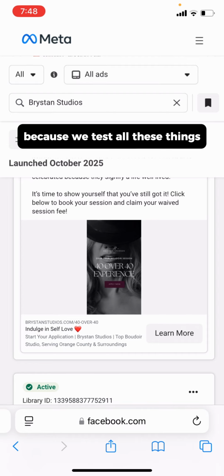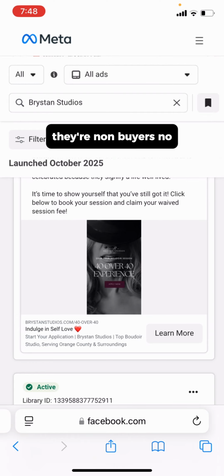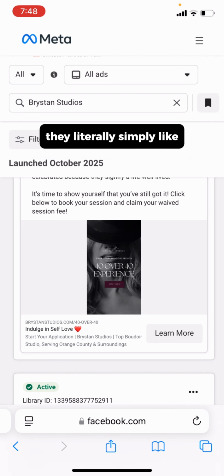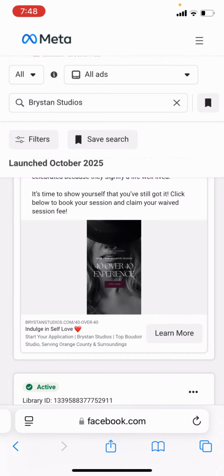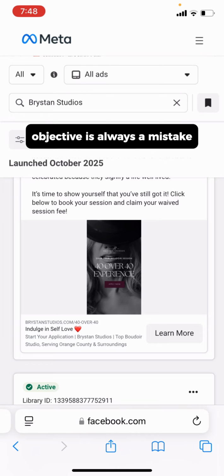Because we test all these things to fix all these variables after people are on our list, but these people were never going to buy anyways. They're non-buyers. No matter what we fix, they were never ever going to buy. They literally simply like clicking the lead form button, filling out their info, and never ever responding. This is why, well, that's one of the reasons why lead objective is always a mistake.